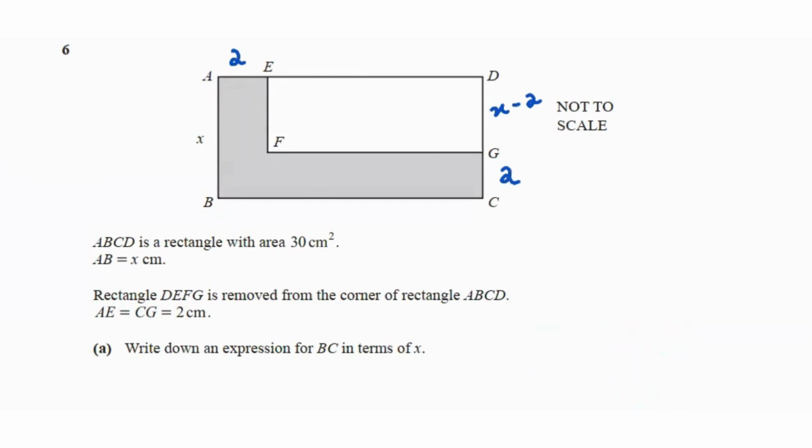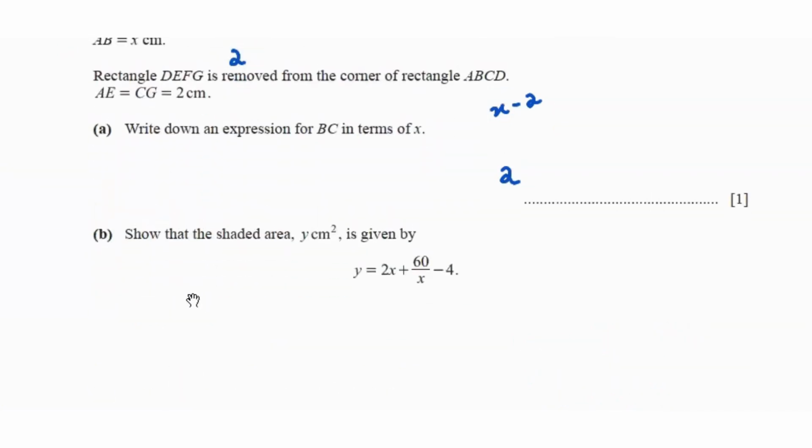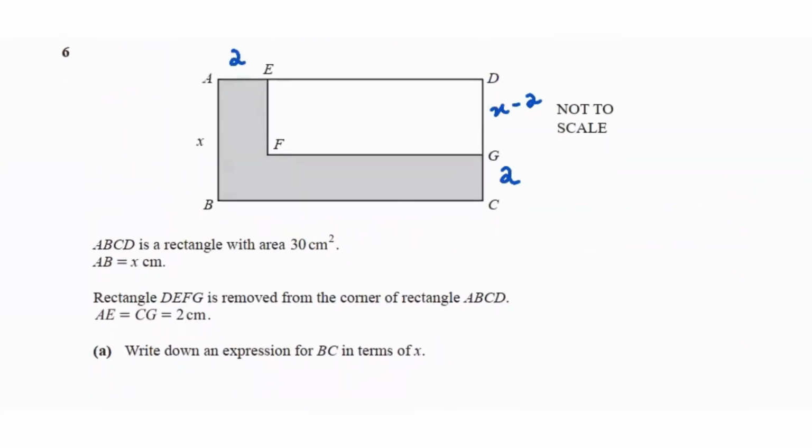Then it says, show that the shaded area y centimeter square is given by y equals 2x plus 60 over x minus 4. So we just wrote that this measurement is 30 over x, which means ED would be 30 over x minus 2. So if we find the area, I'm going to call this A1, and the bigger shape, this is A2. So y is basically going to be the difference of A2 and A1.